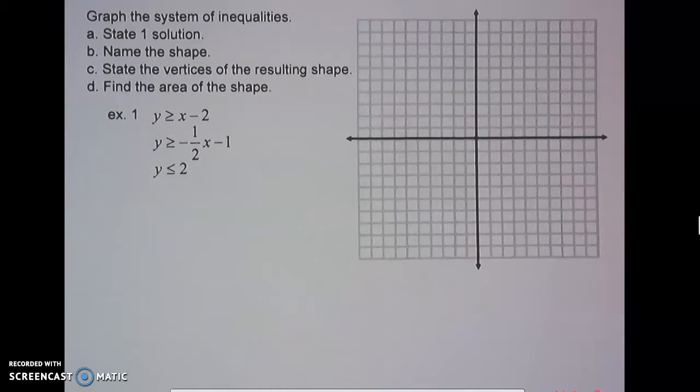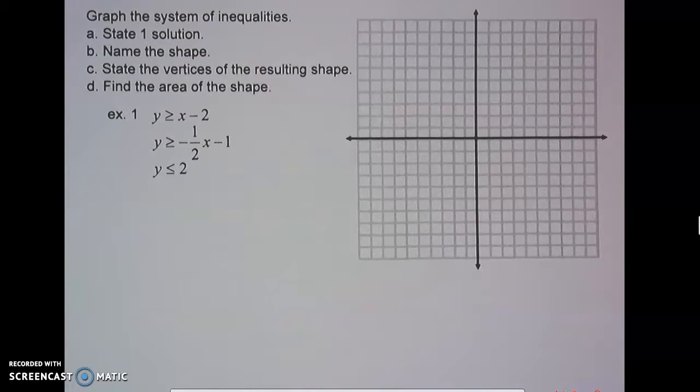We're going to then extend our thinking. So we're going to name the shape that's created from the solution area. We're going to state the vertices of the resulting shape and find the area of the shape. So this is going to build in some of our previous knowledge from middle school, and also stuff that we've done earlier with Algebra 1.